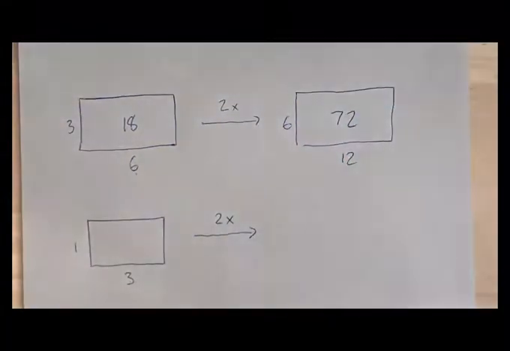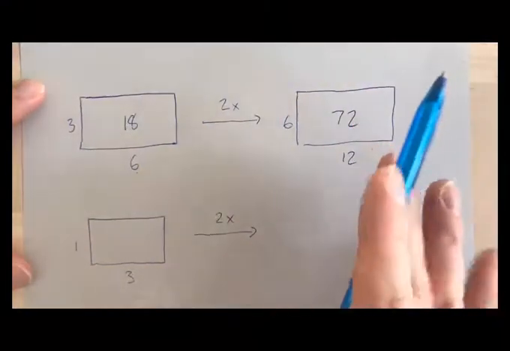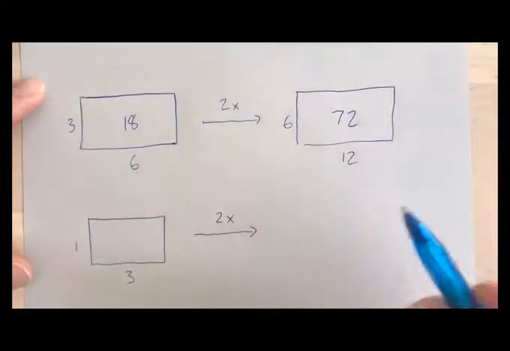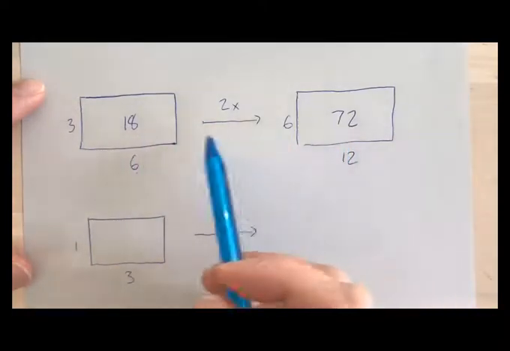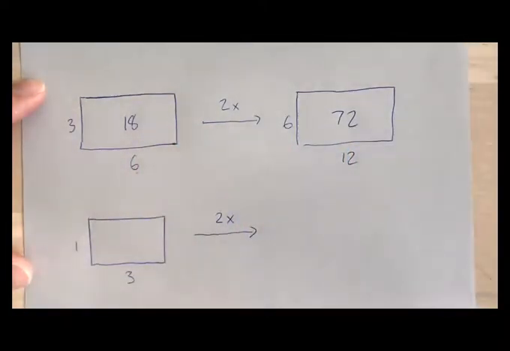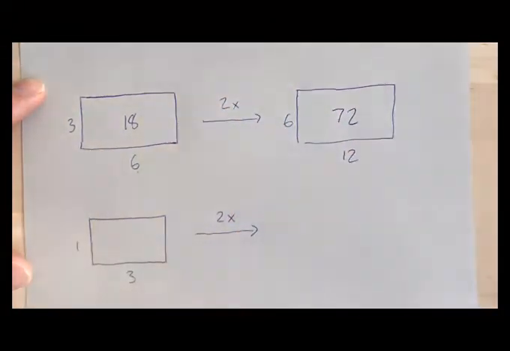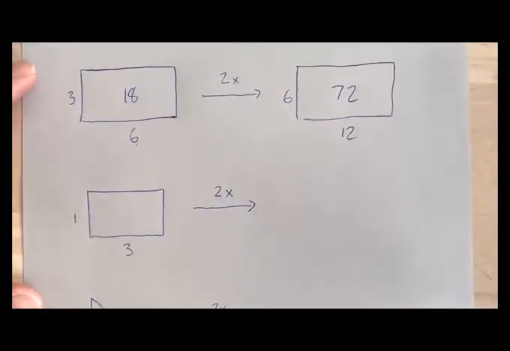And interestingly enough, what we're going to try to look for is what is the growth factor for the area. I already know what the growth factor is for the side lengths. It's just the side lengths times 2. But I don't think 18 times 2 is 72. So area doesn't seem to play by the same rule. So the question is 18 times what is 72, and how does that relate back to the growth factor? So let's do a few more problems and see if we can figure it out.